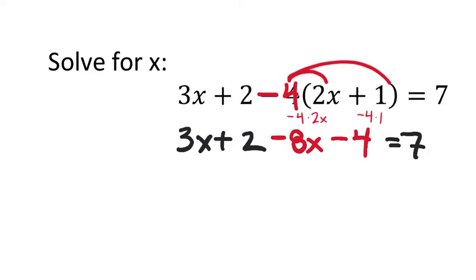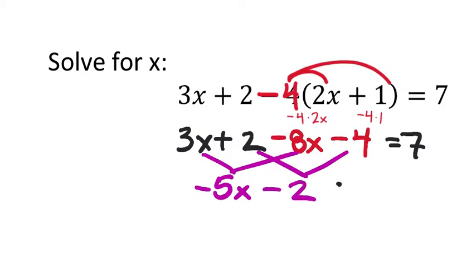And now that we got this, after the distribution, there's no other distribution. We should look to combine any like terms that we can. And there's two sets of like terms. The x's, which I will do first. You could do the numbers first if you wanted to. But 3x's minus 8x's would result in negative 5x's. And then 2 and negative 4 would combine to give you negative 2. And this still equals 7. Okay, so after distribution, we had 5 terms, but we've narrowed it down into 3.